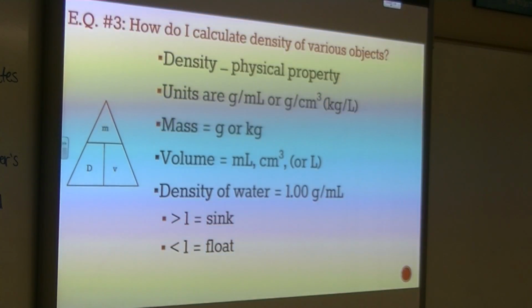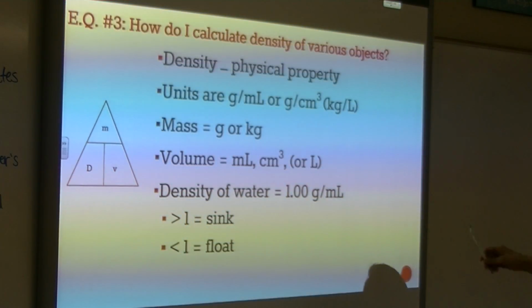Essential question 3 for this big idea was, how do I calculate density of various objects? Density is a physical property. And the units that we used were grams per milliliter or grams per centimeters cubed. But I want you to take a look up here really quick.